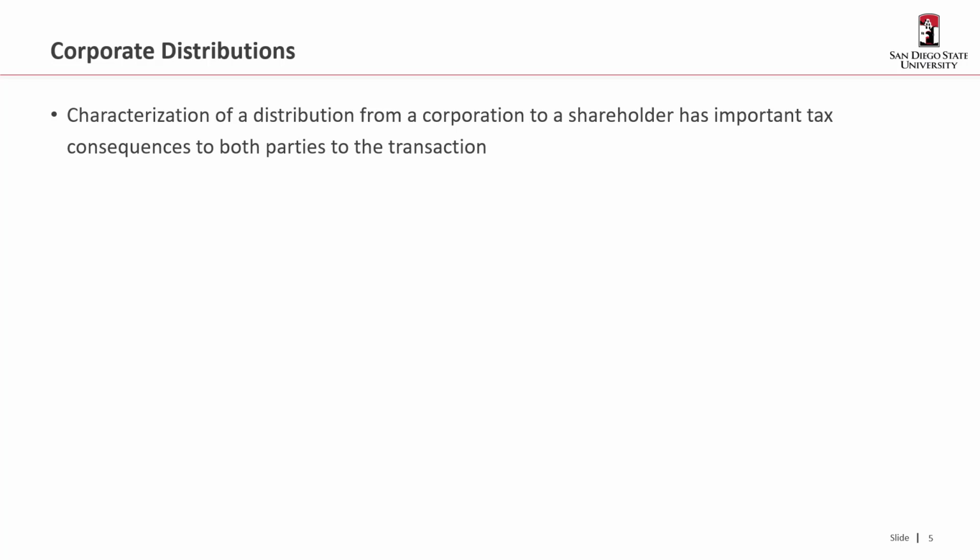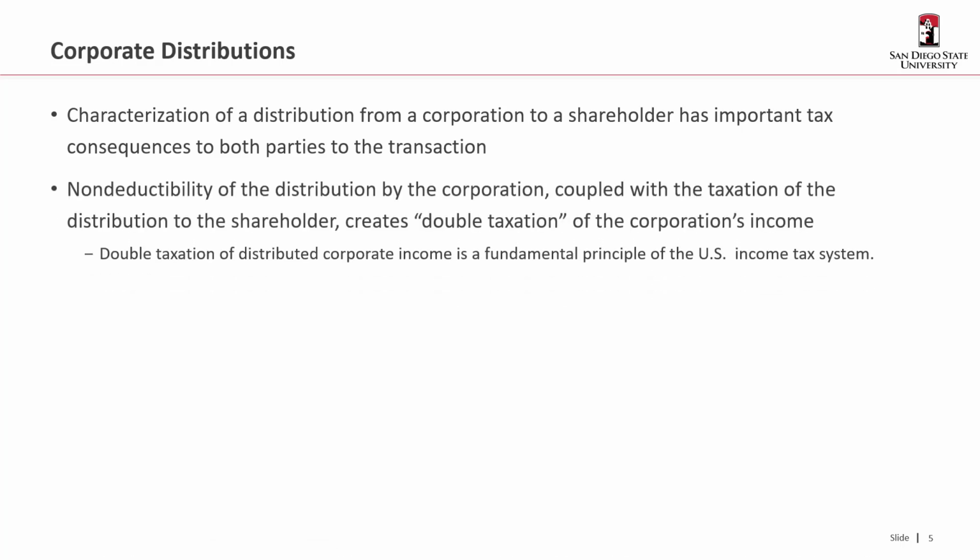Characterization of this distribution from a corporation to a shareholder obviously has important tax consequences. The non-deductibility of the distribution by the corporation, coupled with the taxation of the distribution as a dividend, creates the double taxation we have been discussing this entire module. Double taxation of distributed corporate income is a fundamental principle of the U.S. income tax system. That is not true around the world. There are plenty of systems that do not treat corporate income as double taxed.